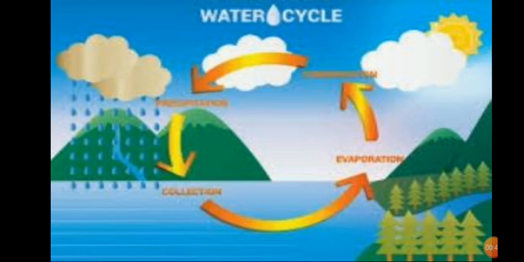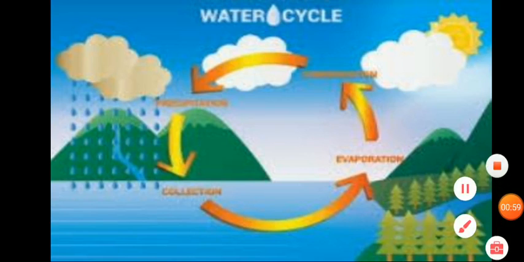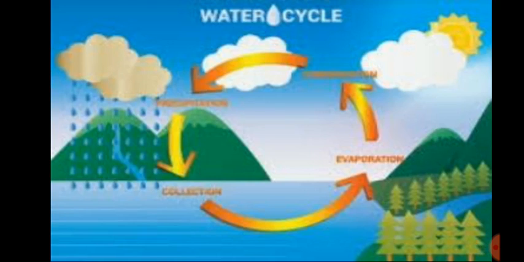Children, when sun rays fall on the water bodies, the water on the upper surface of water bodies gets heated and rises up in the form of water vapor, and this process is known as evaporation. Evaporation is a process in which water changes into water vapor due to heating.